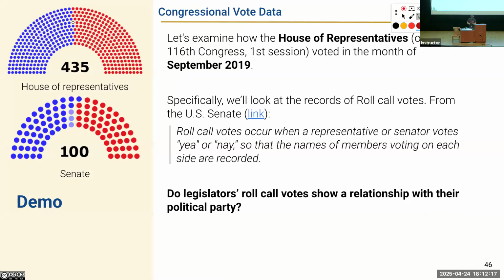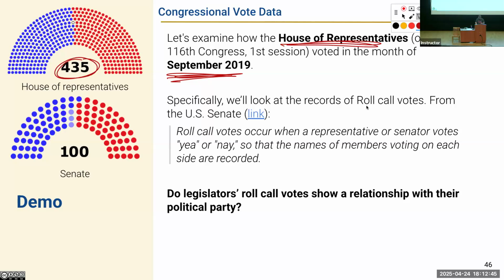So let's talk a little bit about Congress. What we have is a very cool data set. And you could redo this analysis for more recent months in Congress. But what we're going to look at is the House of Representatives, right? 435 people of the 116th Congress first session. So this is votes that took place in September 2019. You could use the same APIs that were used to pull this data to go look at more recent votes if you're interested. This is just sort of a demonstration.